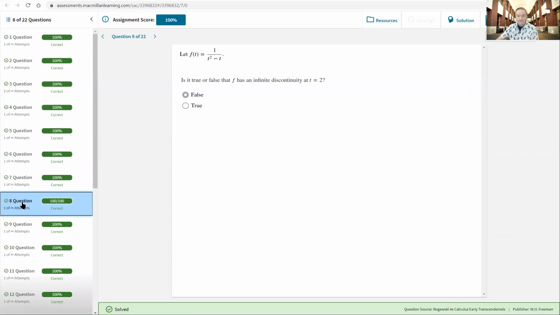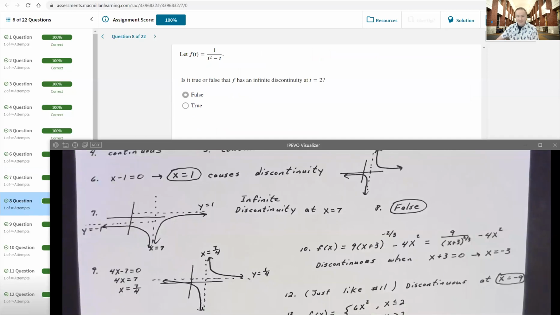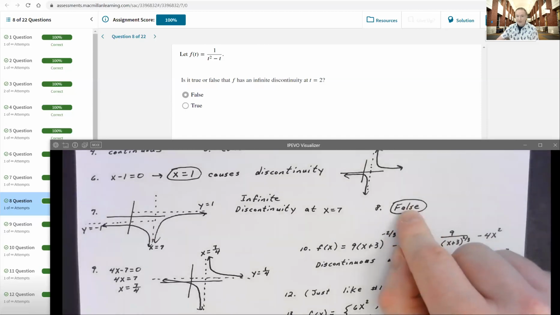For the next one, it's just asking if this function has a discontinuity at t equals 2. And I can say, well, of course not. I put false. Why did I put false? Well, can you plug a 2 into that denominator and get a 0? No, it'd be 2 squared minus 2. It'd be 1 over 2. This function is not discontinuous at 2.